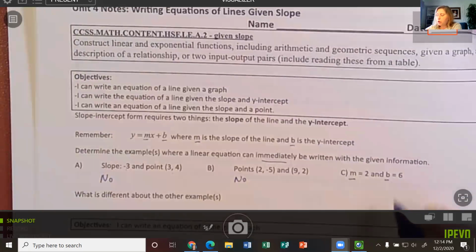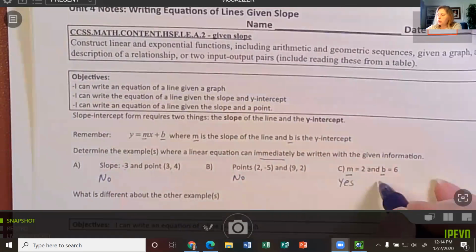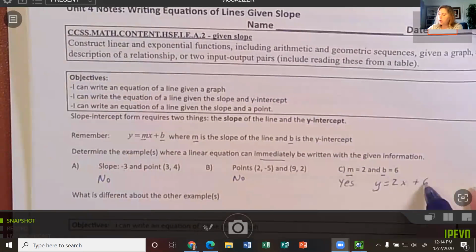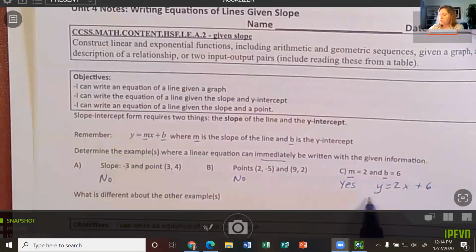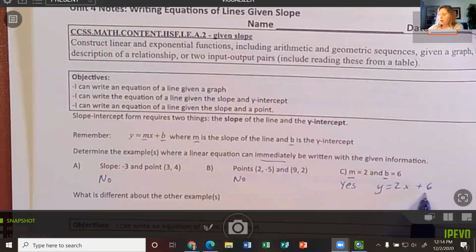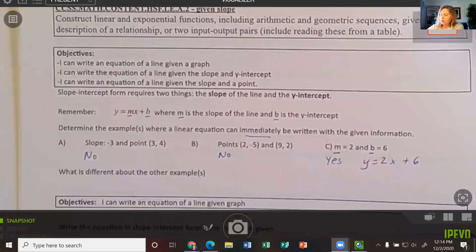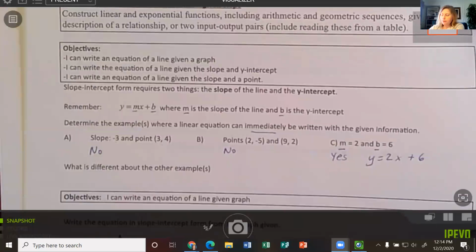So this one, yes, we could write it immediately, and it would be y equals 2x plus 6. So remember, it's y equals mx plus b. So this would be y equals 2x plus 6. That would be our slope-intercept form of the line. What is different about the other examples? The slope and the y-intercept are not explicitly given.